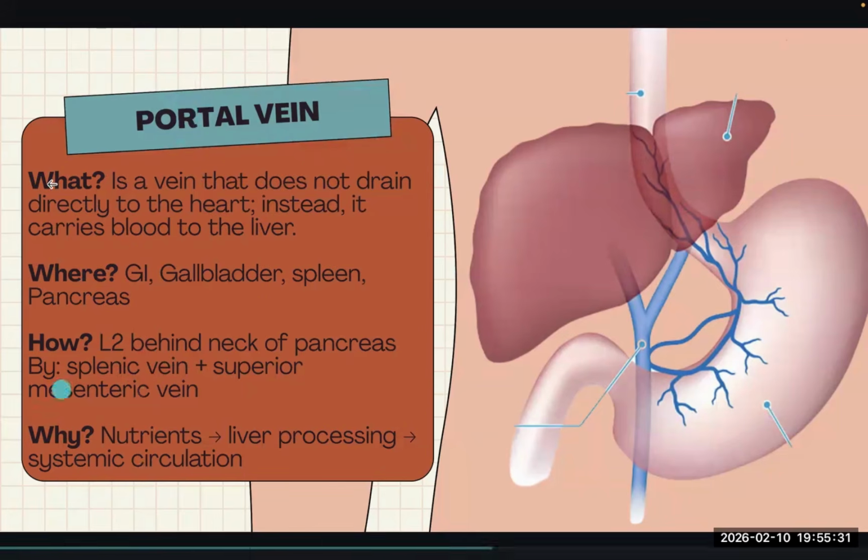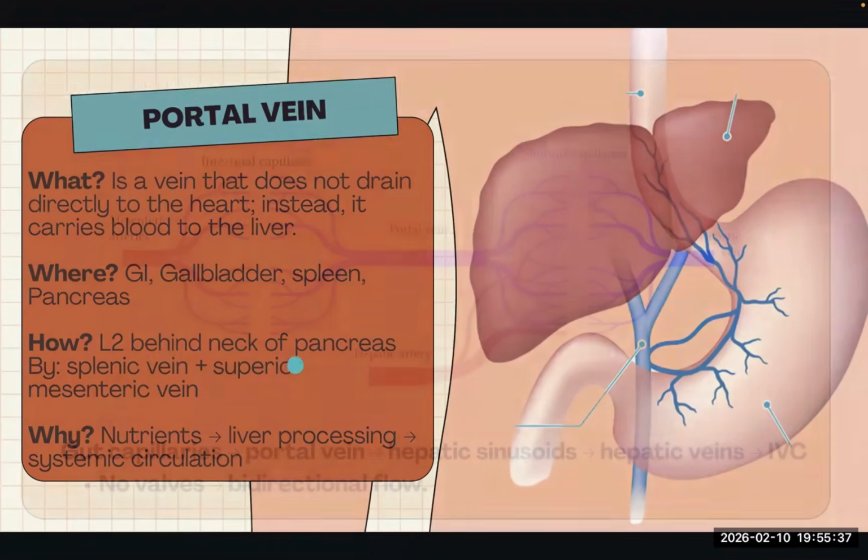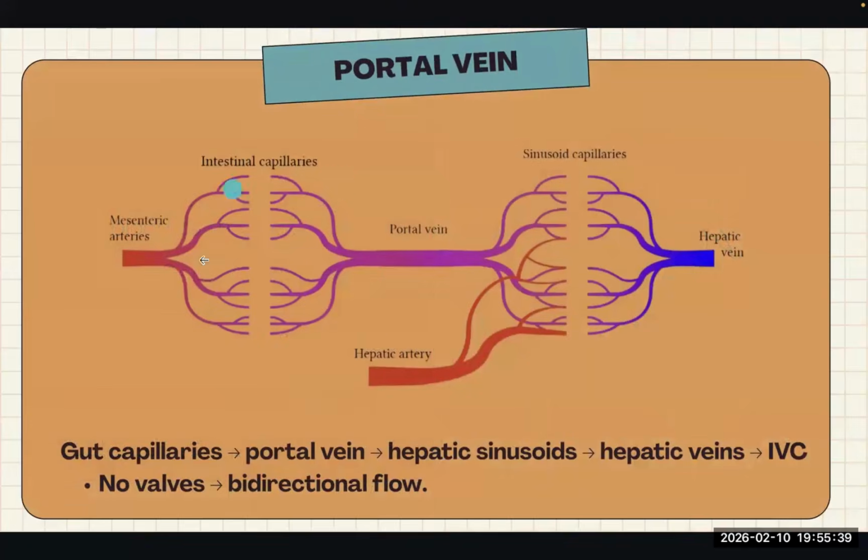Okay? And again, why are we doing all of this? For nutrient processing, and then the blood is going to go to the systemic circulation. So let me show you it more. Again, here it is. So the blood is going from the intestinal capillaries and is going through the portal vein. Now, the portal vein does not have valves, so it's bidirectional. You can find here oxygenated and deoxygenated blood. And then it's going to go to the hepatic sinusoids, which are found in the liver.